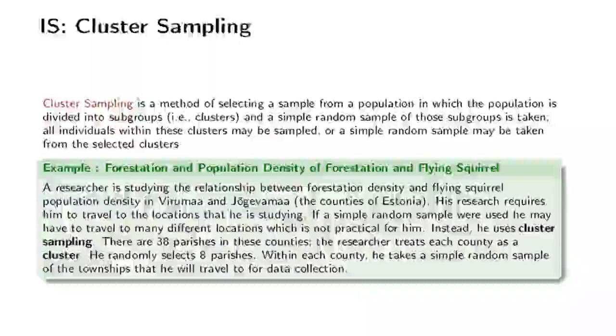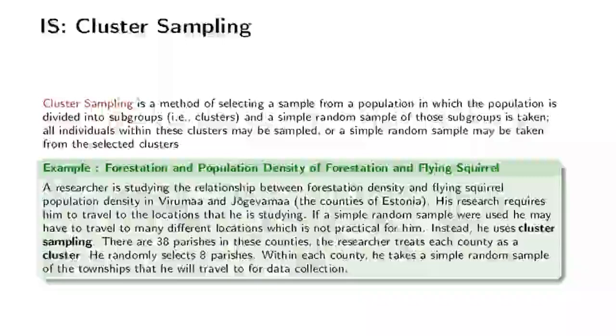Now, the third sampling method is what we call cluster sampling. This is a method of selecting a sample from a population in which the population is divided into subgroups, that is, clusters. And a simple random sample of those subgroups is taken. All individuals within these clusters may be sampled, or a simple random sample may be taken from the selected clusters.